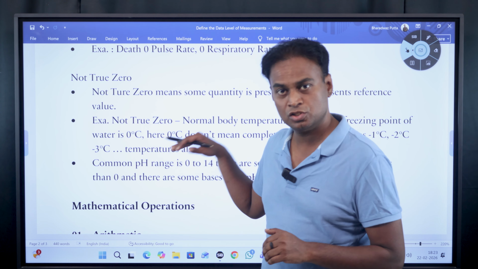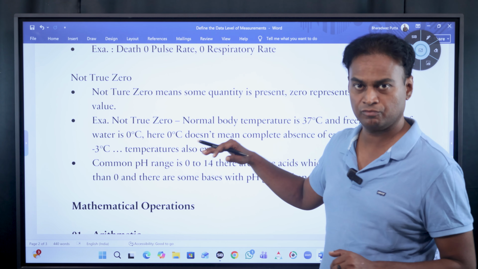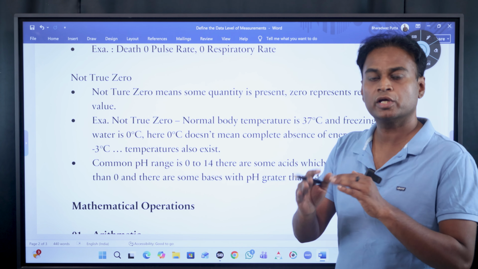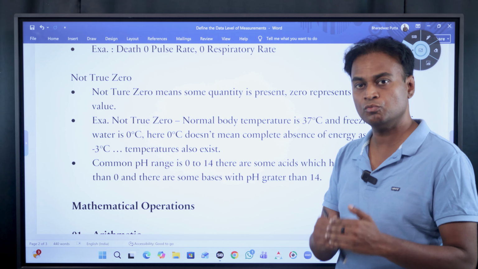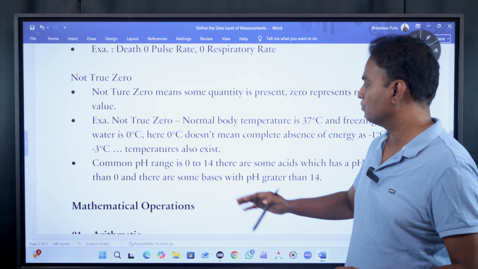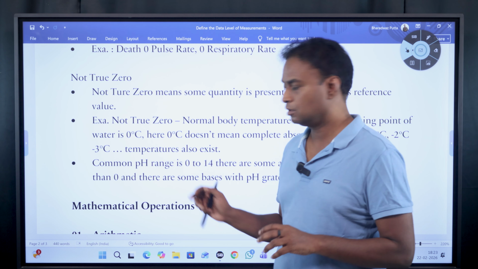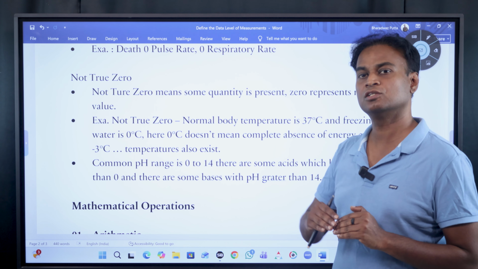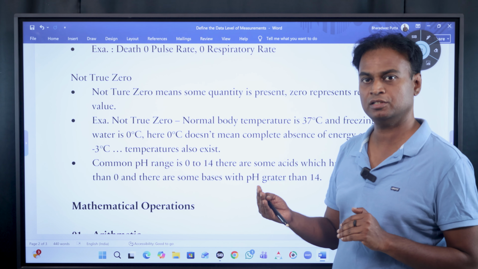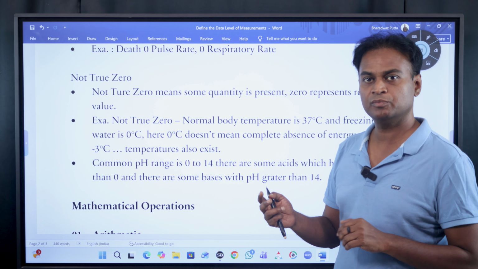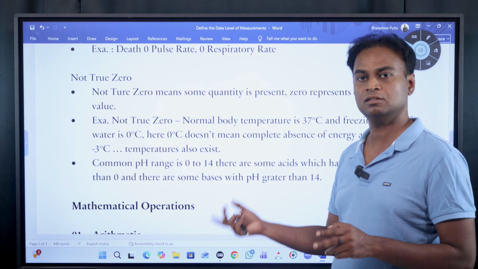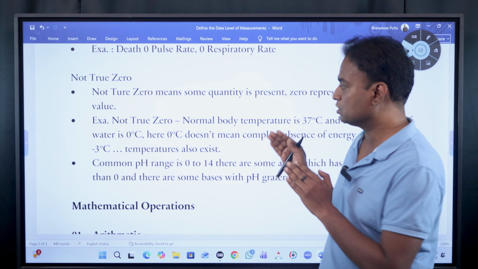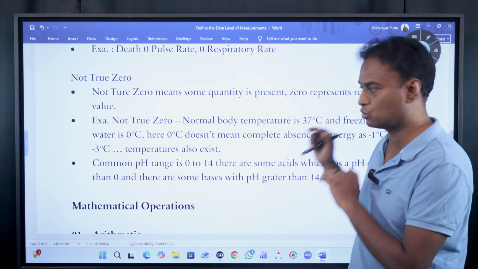When there is no true 0, you cannot calculate the ratio. There is no meaning in the ratio. For example, if the pH of an acid is 1 and there is one more acid which is pH 2, it doesn't mean it is 2 times stronger than the first acid. That ratio is not applicable when there is no true 0.